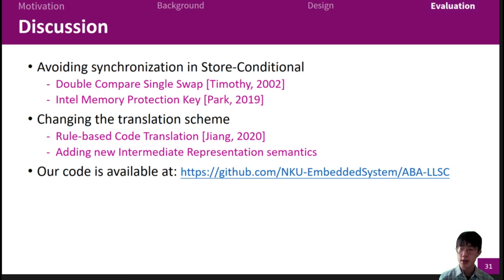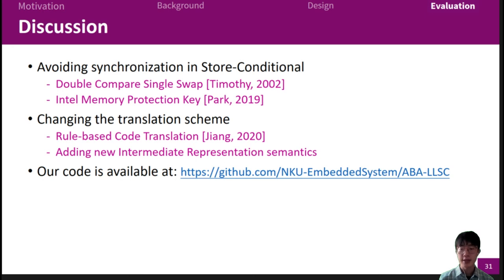We can also consider changing the whole translation scheme, since the key drawback of the dynamic binary translator's intermediate code is that it does not provide LLSC semantics. So one potential solution could be to directly map the high-level guessed LLSC semantics, like compare and swap, fetch and add, to host atomic semantics provided by the host kernel and GCC. This is called role-based code translation. Another solution is to add new IR semantics to provide correctness for LLSC.